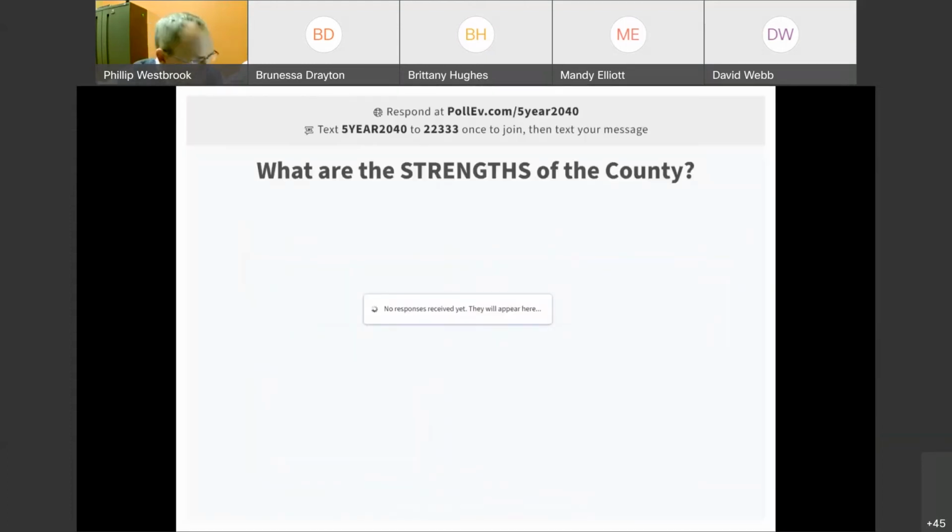Our first question is, what are the strengths of the county? Again, on your phone or on the pollev.com website, you can provide your strengths of Cobb County. What we're kind of looking for is what makes Cobb County great. What do you feel is unique to the county?